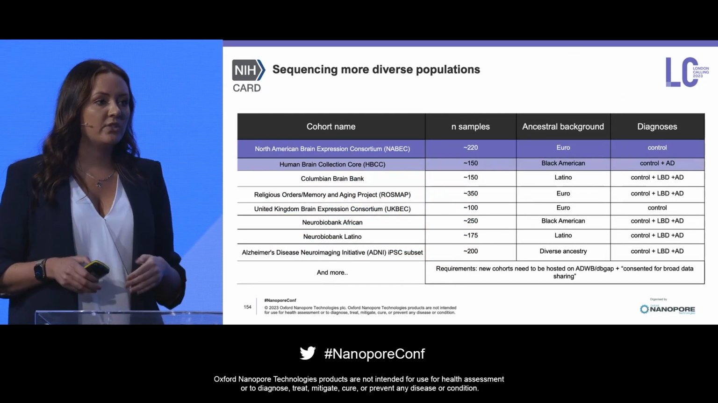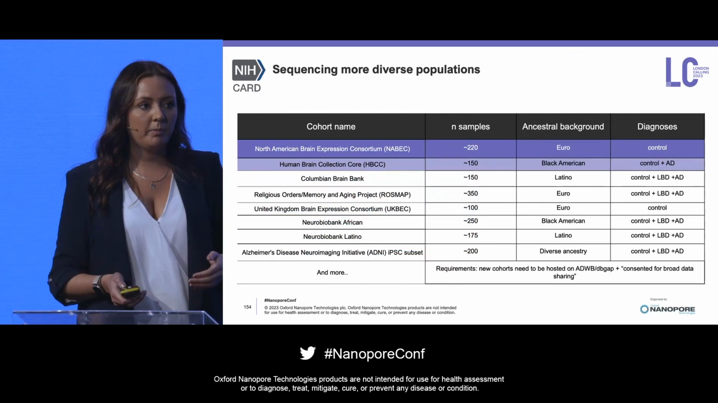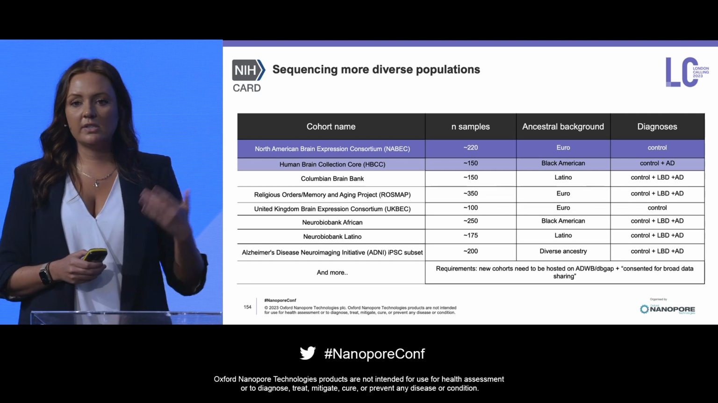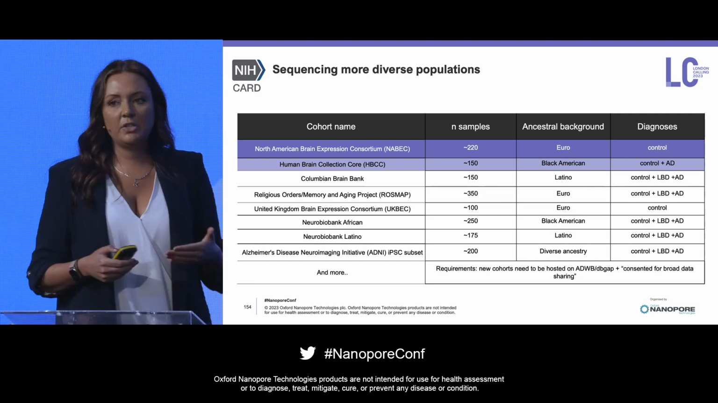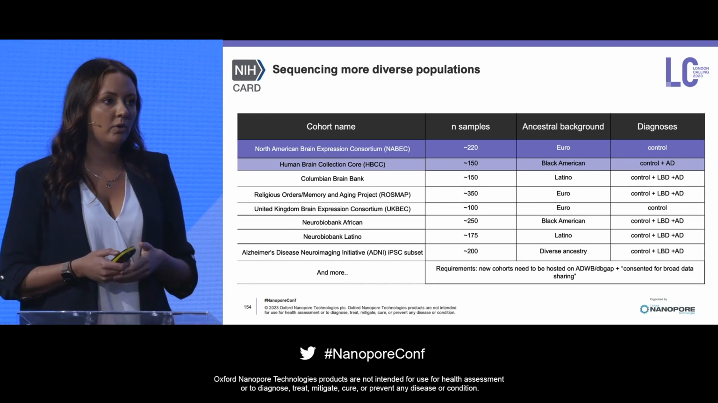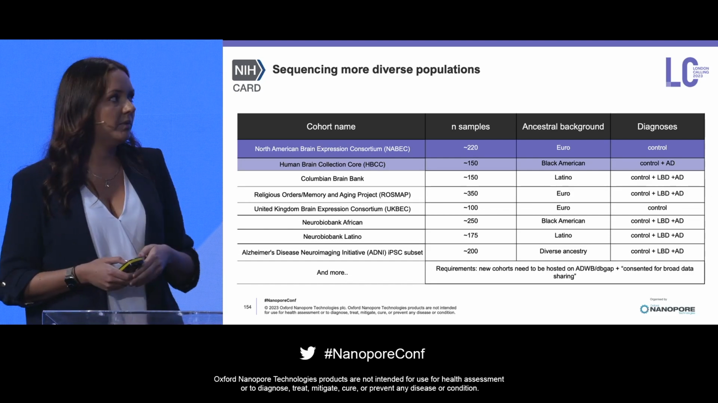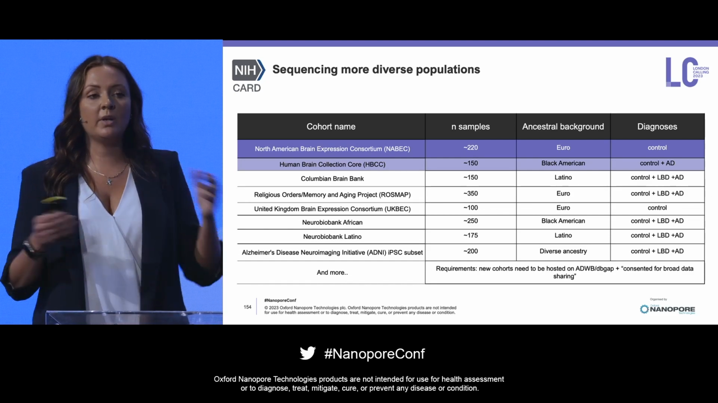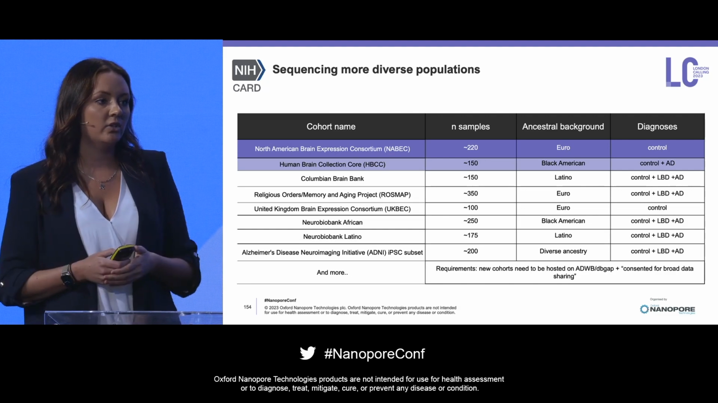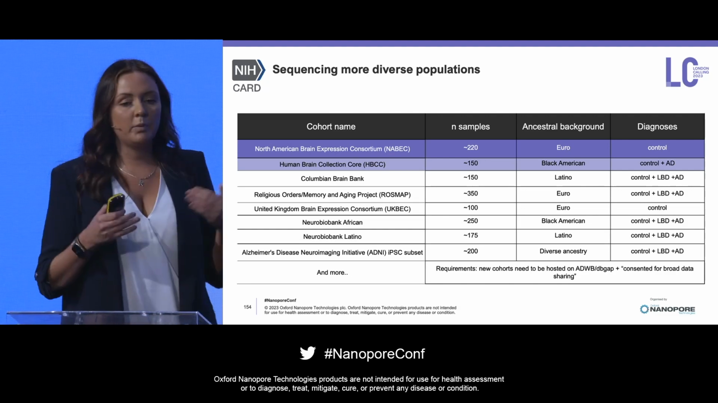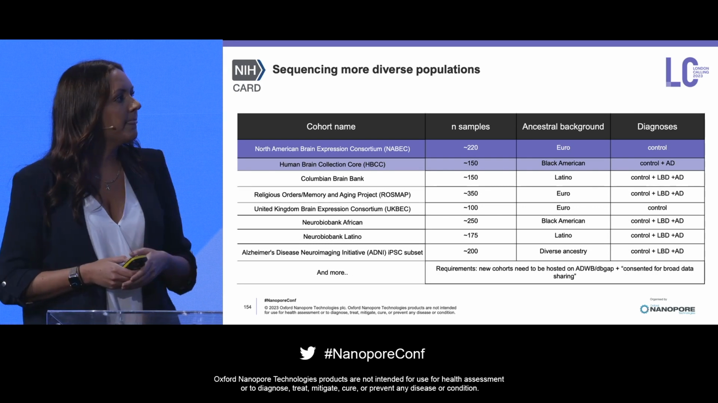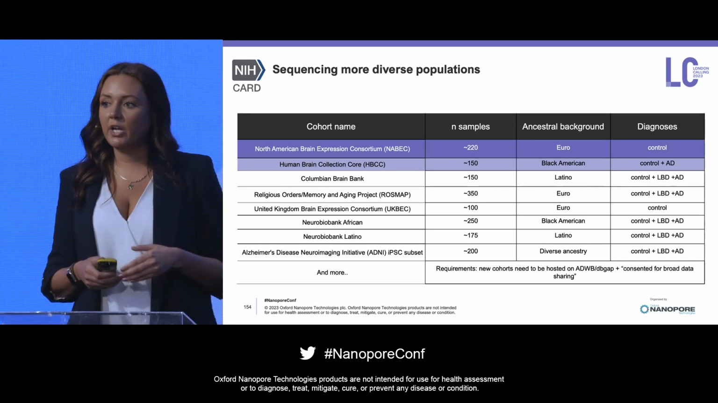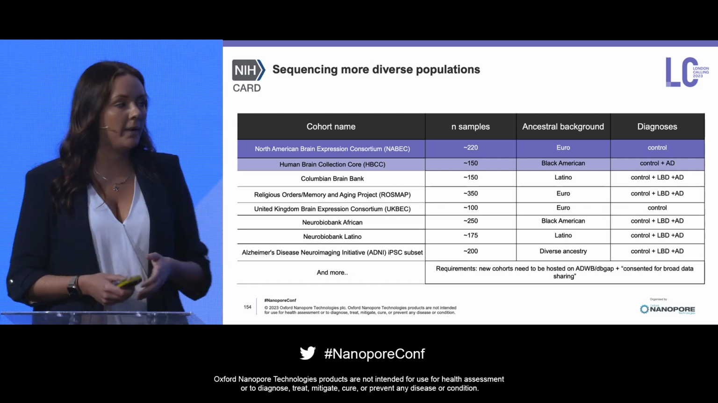And so we're also interested in sequencing more diverse populations. The first cohort that we sequenced, the NABEC, they were European, and they were used because they were our in-house cohort where we had lots of tissue available, and we also had lots of omics data sets to start to look at the functional impact. But we're just about to finish our second cohort, which is the HBCC cohort. And this is a Black American cohort and our first disease cohort as well.